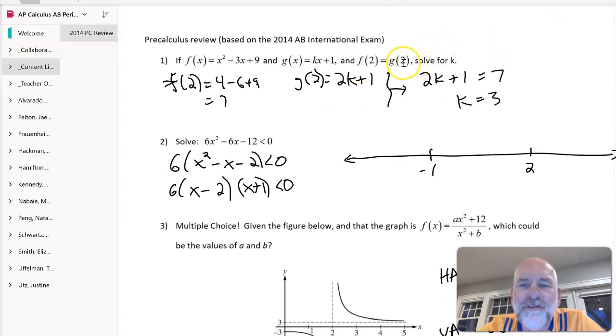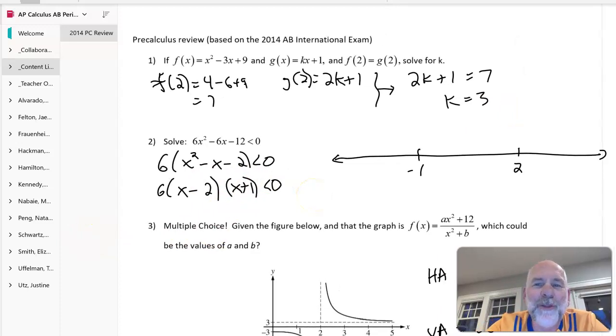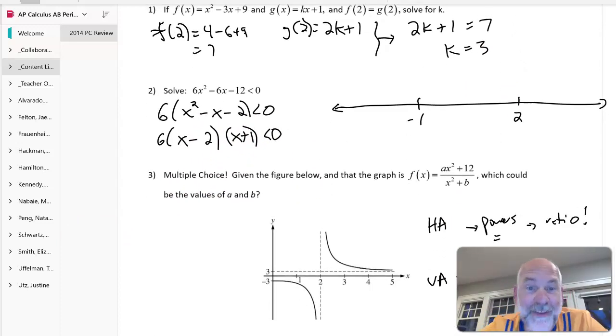f of 2 equals g of 2, so you can plug 2 into that, you can plug 2 into that, set them equal to each other, and you figure out what k is. Second one is an important one. So I've done part of the problem to save myself some time, but I stopped there.